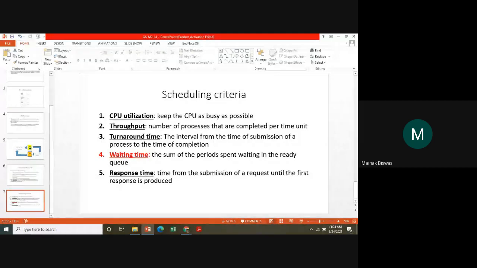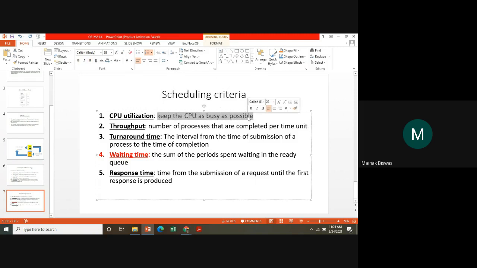What are the scheduling criteria? Why do we do scheduling, and how do you judge the performance of a scheduling algorithm? One is CPU utilization, that is, the CPU should be kept as busy as possible. That is one of the criteria to check the performance of any scheduling algorithm. Another is throughput, the number of processes that are completed per unit time. A better scheduling algorithm will complete more processes per unit time than other algorithms.